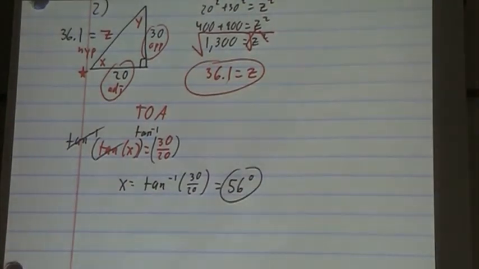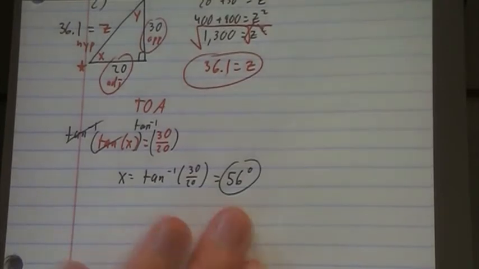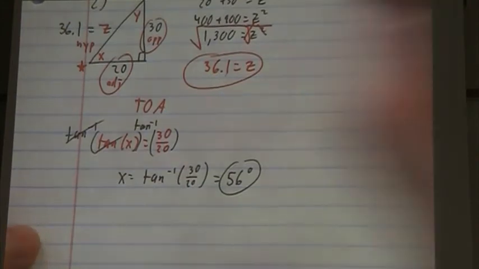You are going to want to read what your question wants you to do. If you're supposed to round to the nearest angle, that's what we do. If we're going to round to the nearest tenth, it'd be 56.3. So it just kind of depends on what the problem wants you to find.